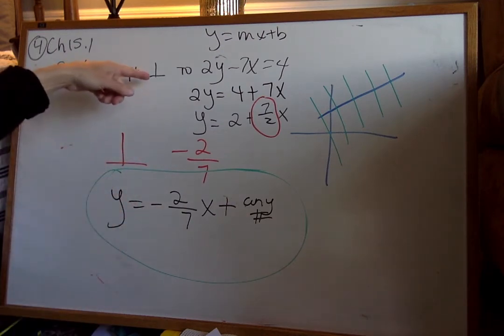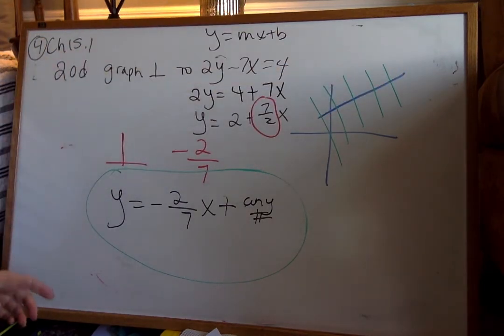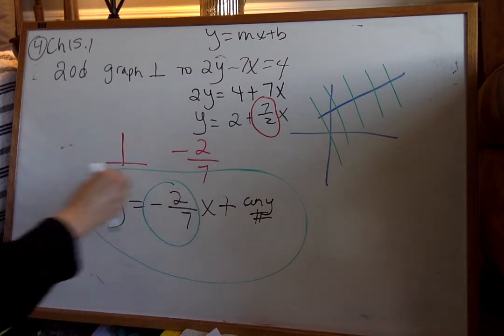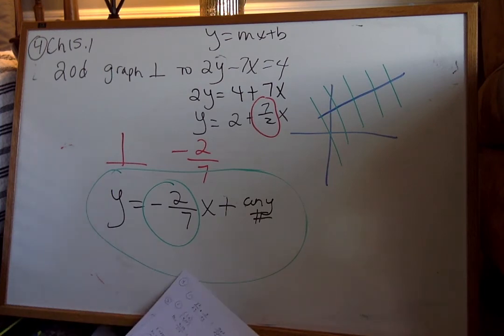It's just like, hey, give me a perpendicular line to my blue one. Well, there is an infinite number of answers, so any number you could put there. The most important part is that you're using the slope of -2/7.